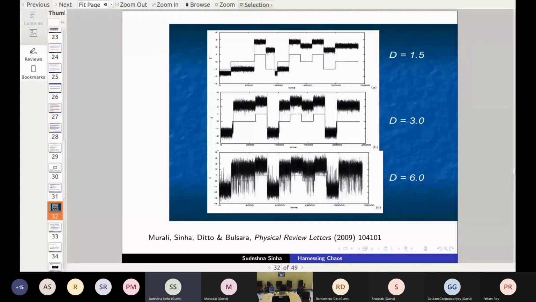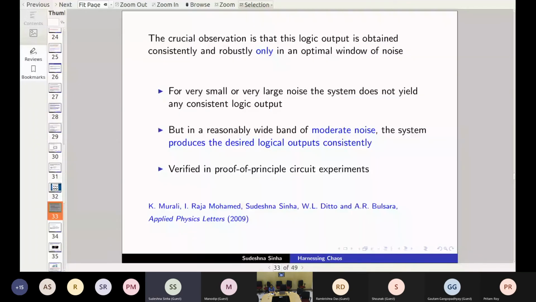So that is the basic thing. So if I had to say it one more time, the crucial observation is that the logic output is consistent only in the optimal window of noise. Okay. And this is actually a fairly broad, moderate window of noise. And in a sense, it's a little bit of a surprise, but it is an interesting surprise. And it is something which we can make work for us, because given a noise floor, you can engineer your system so that it sits in the right spot.